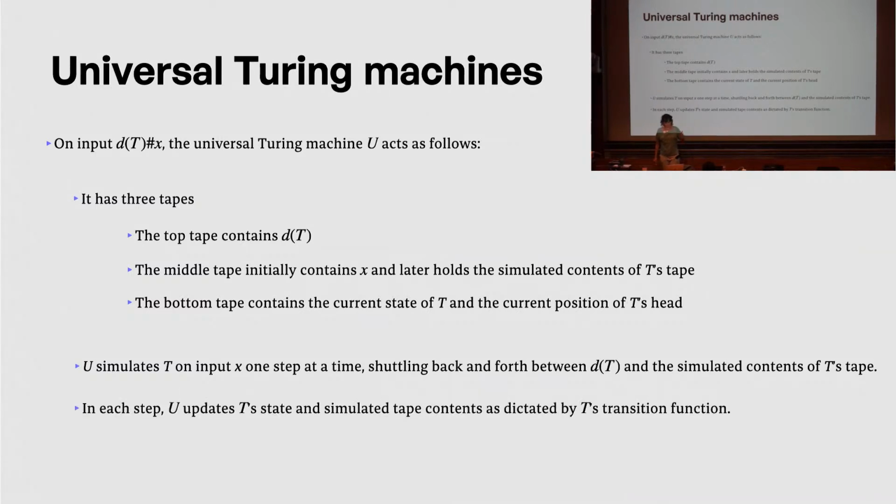So indeed, in each step, u updates t's state and simulated tape contents as dictated by t's transition rules. And if t ever halts and accepts, or halts and rejects, then u does the same. Okay, as I promised earlier, that's a very high-level description, and this is the one that makes sense, because if I had provided here actual transition rules, they would be very confusing, at least for my mind, and I assume your minds are not computer minds either, so they're hard to read for people, and not particularly insightful. What's insightful is to understand what's going on.